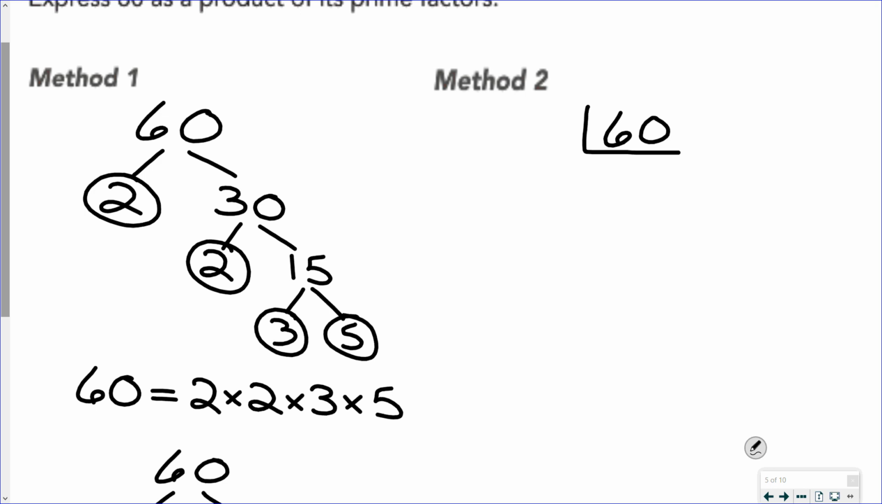So as we established earlier, 60 is an even number, so I can divide it by 2. 60 divided by 2 is 30. 30 is not a prime number, so I need to continue. I will take 30 divided by 2 to get 15. 15 is not a prime number. I'm going to divide it by 3 to get 5. So once again, I get 2 2s, a 3, and a 5.